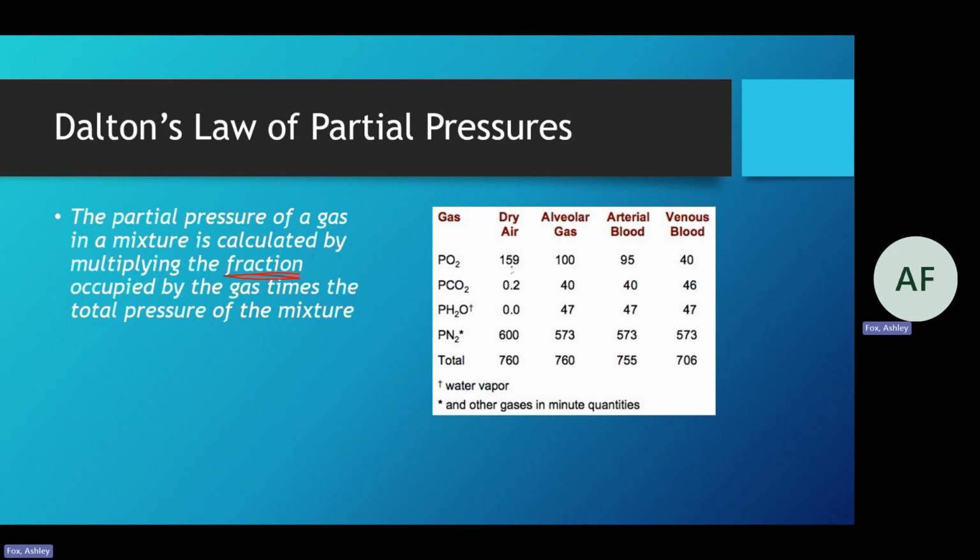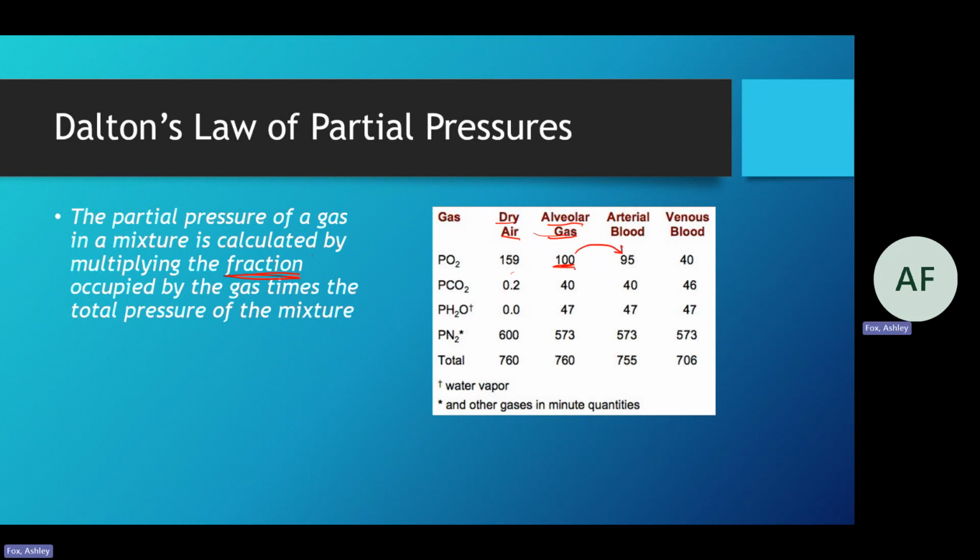So we can always look at the differences. If we have dry air and alveolar gas, alveolar gas has a little less oxygen than dry air because some gets lost in your conducting zone. This is what's actually getting into your alveoli. But look again, concentration differences. Think about where oxygen is going to move. It's going to move from high concentration to lower concentration.